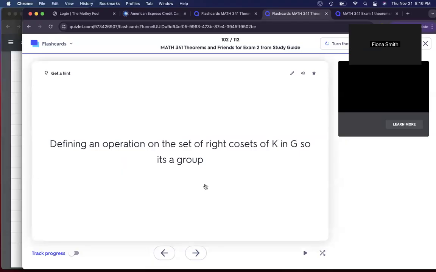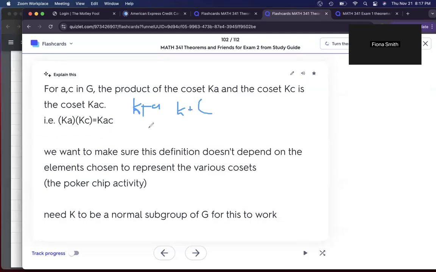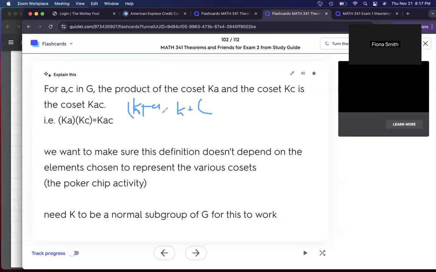Defining an operation on the set of right cosets of K in G, so it's a group. For a and c in G, the product of the coset Ka and the coset Kc is the coset Kac, i.e. Ka times Kc equals Kac. And for the additive notation, we have K plus a, K plus c, and the product of them is the adding, so put these in parentheses. That's the same thing as K plus a plus c. You don't have 2K here. K is just kind of a placeholder thing. You're not actually adding K, you're adding these coset things.